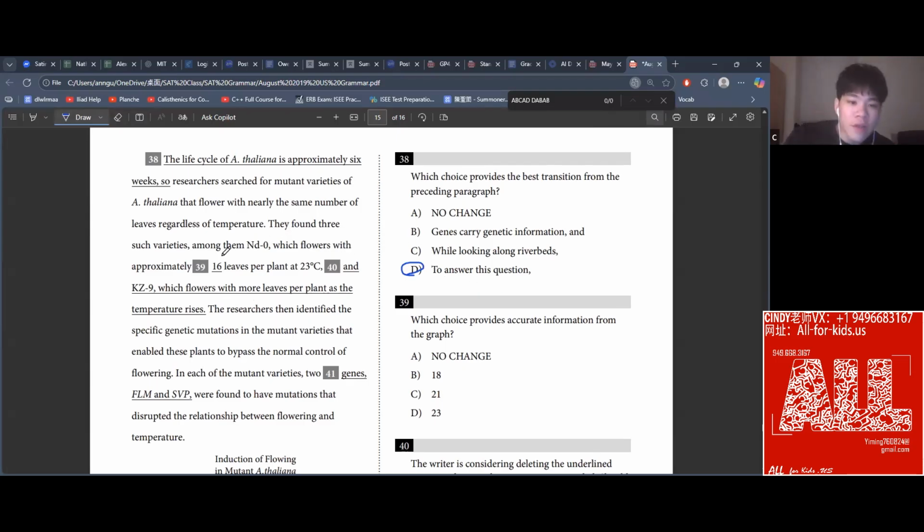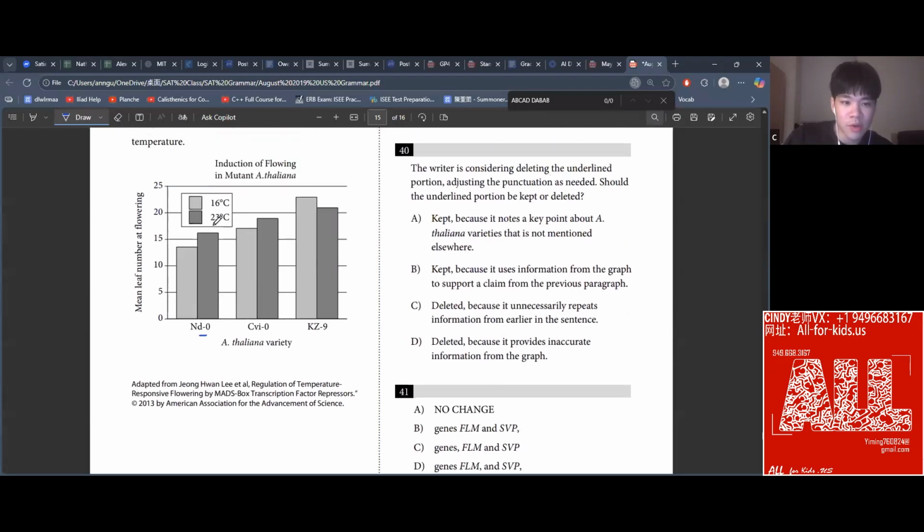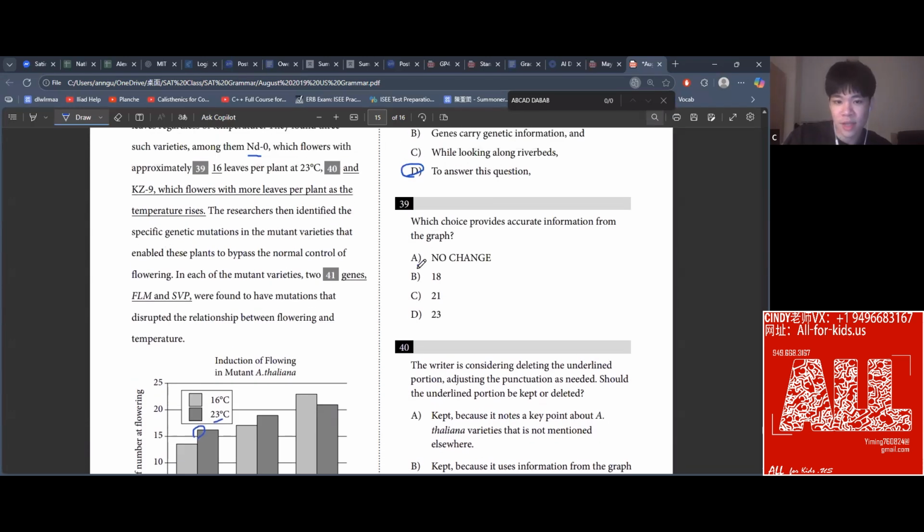Then we look at the graph. They found 3 varieties, among them ND0, which flowers at approximately 60 plants at 23 degrees Celsius. So ND0, 23 degrees Celsius is a little more than 15, but less than 20 by a significant margin. So yes, the answer is 16.